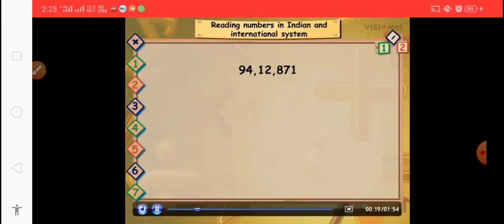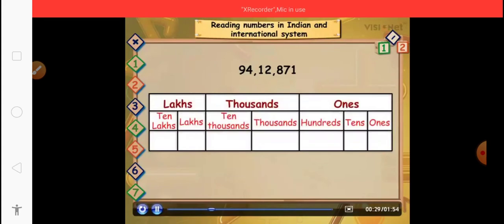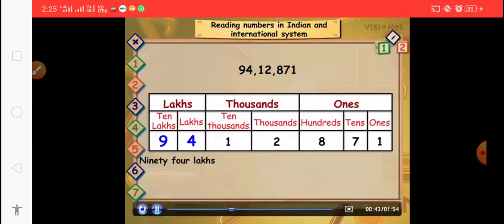How would we read the numbers? We can read this number by using place value table of Indian system. So we first show the table of this number as shown, and then we place given number in this table like this. Now look at the numbers in the lakhs period. It is 94. So we read it as 94 lakhs.